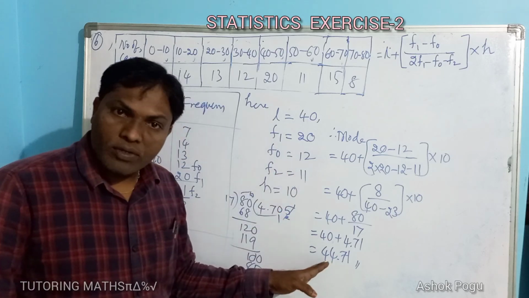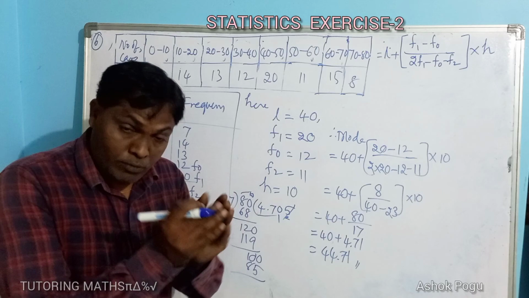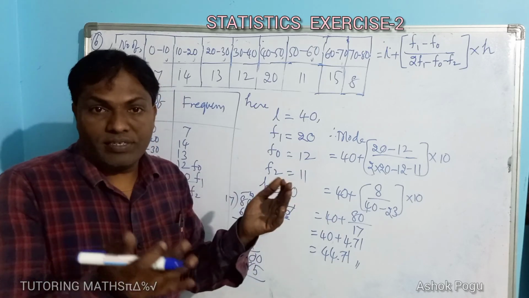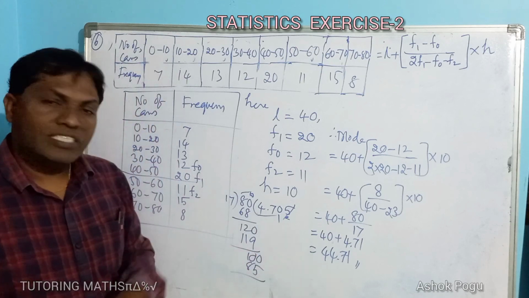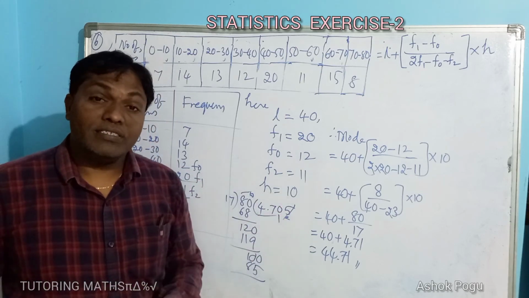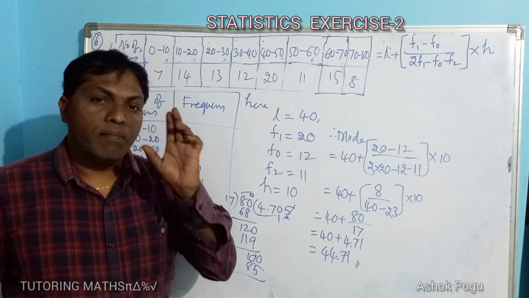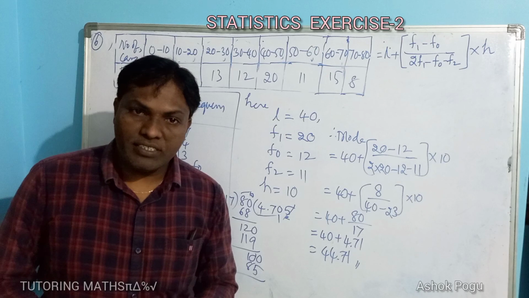Here also, even in this question, we have to find the mean and compare both the results, the mean and the mode. So find the difference, and see whether the difference is small or greater. So, my dear students, by this we have completed the second exercise, and in our next class we'll discuss the median, the third and last concept of statistics. That's it.